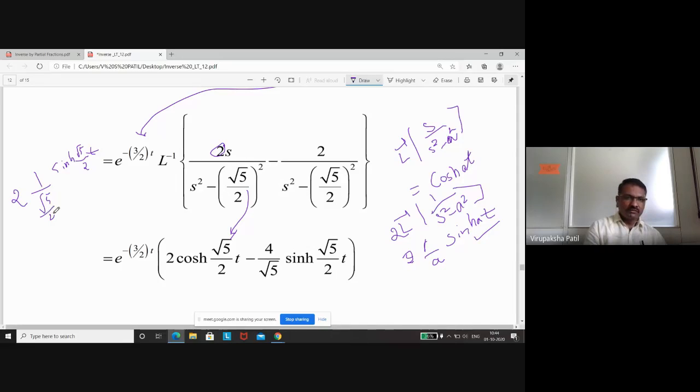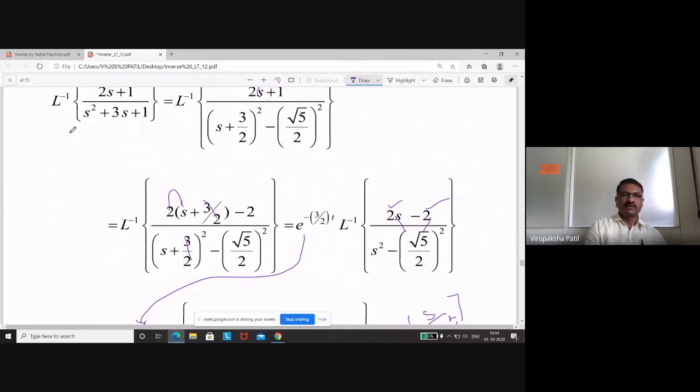So what happens? If you take this 2 to the numerator, this term becomes 2 divided by root 5. So already 1 2 is there. 2 into 2 divided by root 5 becomes 4 divided by root 5 into sine hyperbolic root 5 divided by 2 into t, which is the required inverse transform of your given quantity. Is that clear?